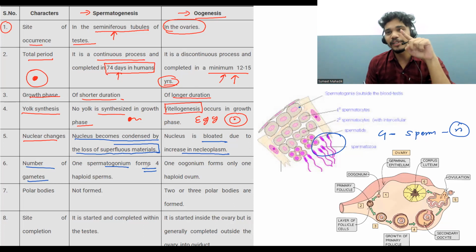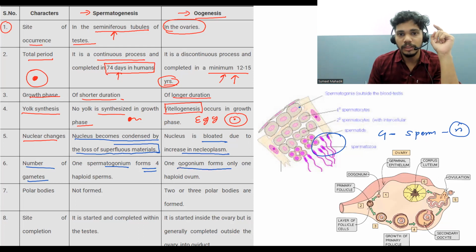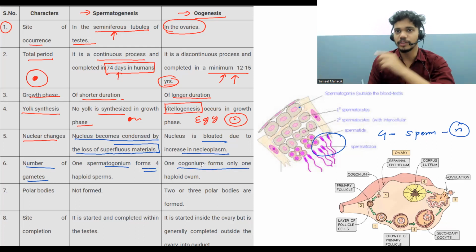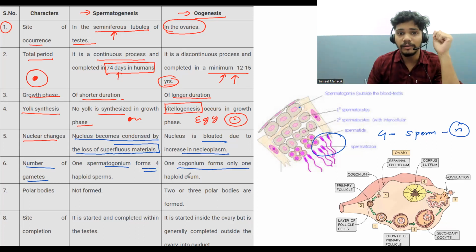But in case of oogenesis, we only want one ovum, one egg. Definitely we want one. So one oogonium undergoes synthesis changes, one mitosis again, and two meiosis, and two polar bodies are formed. That is removed off, and one egg, which is a haploid ovum, we get. So this point is very much clear to you.